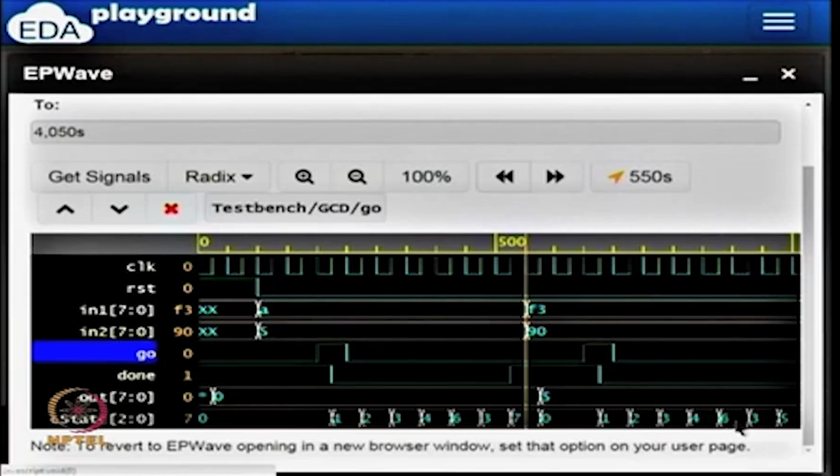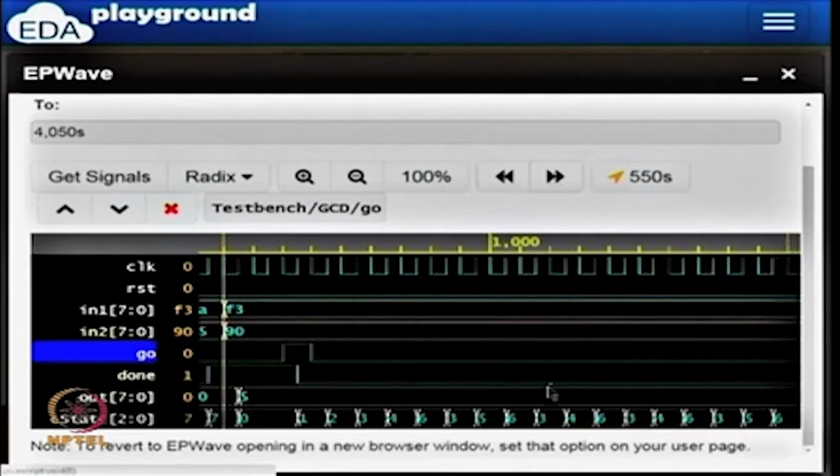Then we have 99 and 144. So, if you look at 99 and 144, then again 99 is greater than 144. Sorry, 99 is lesser than 144. So, if 99 is lesser than 144, from this state 3 it goes to 5, because 99 is less than 144. So, 144 minus 99 is 45. So, it goes to state 6.